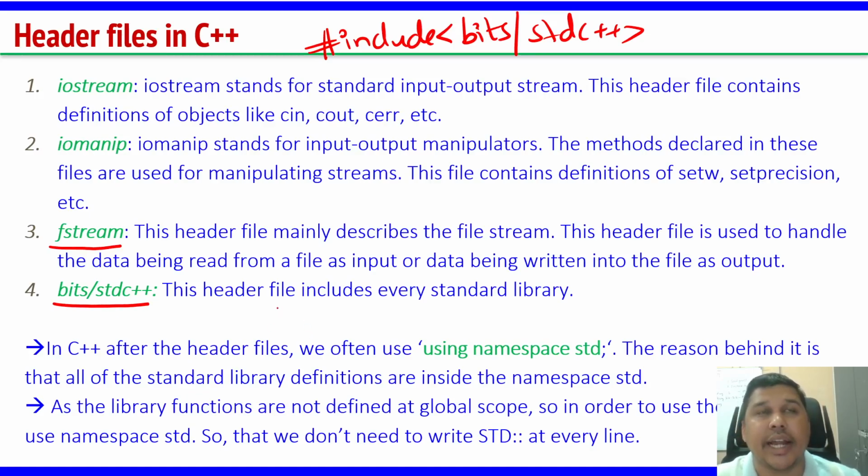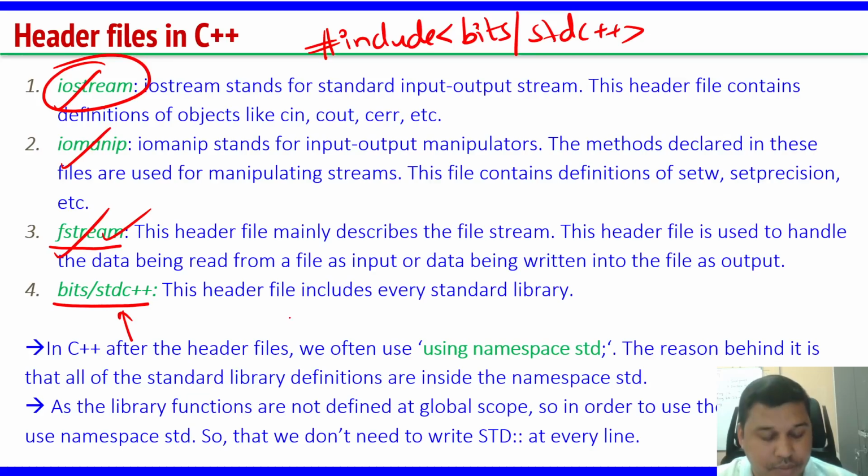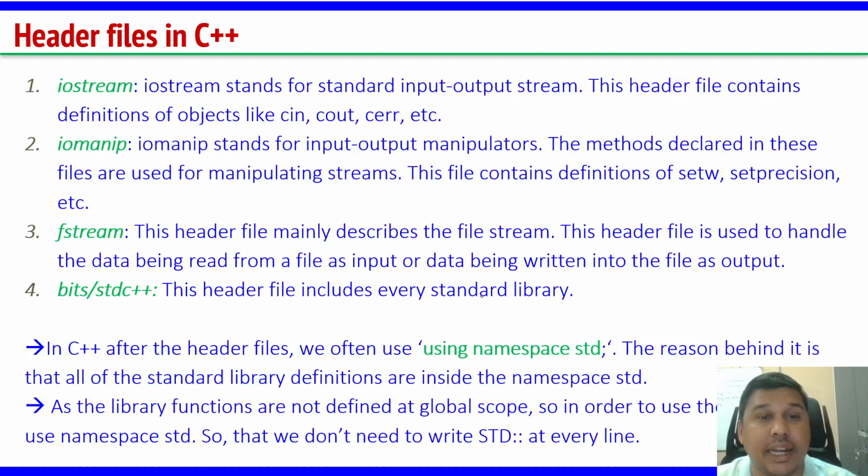Actually, this is a kind of very upper layer, or maybe a superset, of header files. bits/stdc++ includes all these header files. But it is not encouraged much to use this because it will load all the header files. Why do we need fstream and all the other functions when you want to do a small printing operation? So that is about the header files we have in C++.